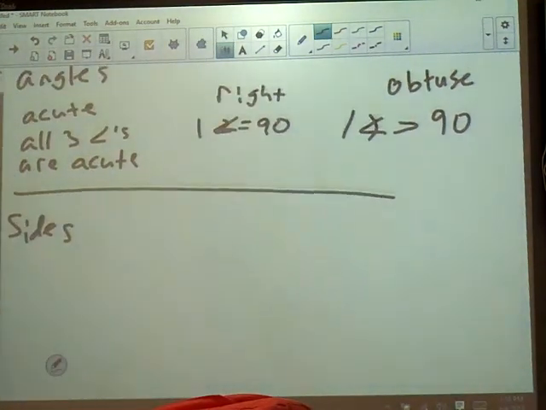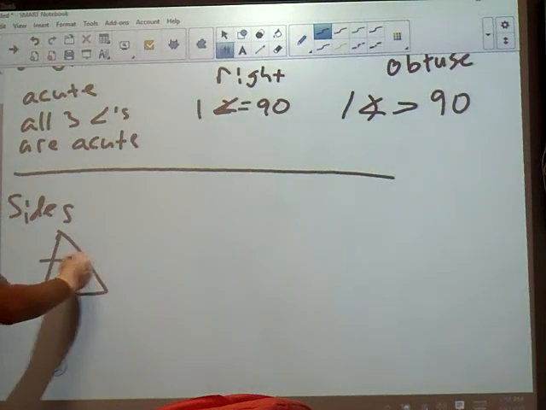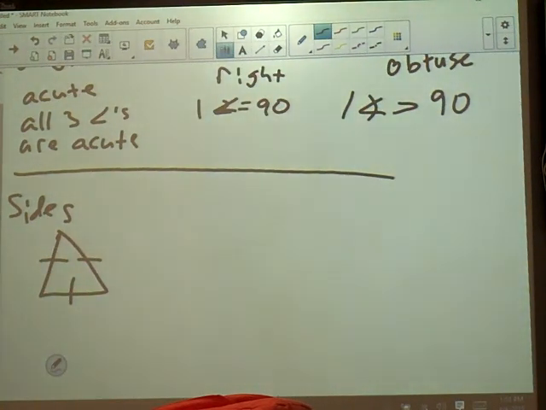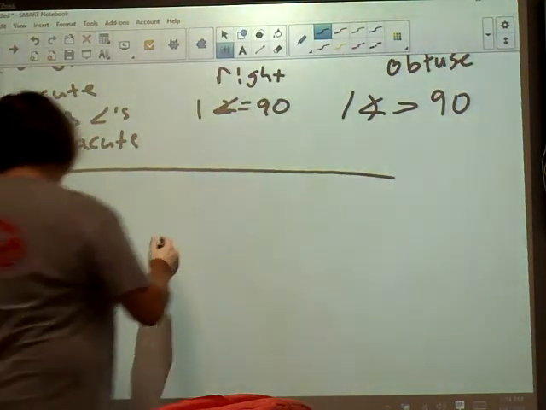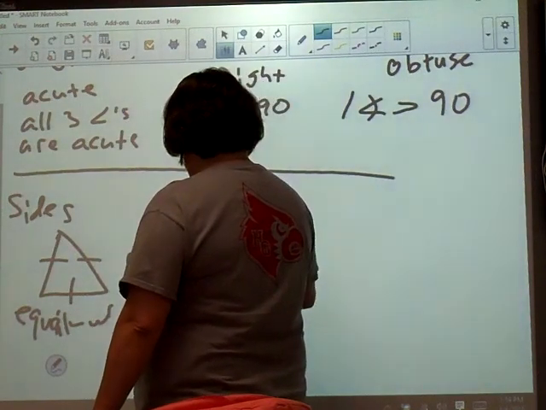Now their sides. Can you still see that? What would that be based on its sides? Very good, equilateral. I spelled equilateral. You know how to spell it? I think it's E-Q-A. So I just did equal. Equilateral. Hey, how about that?